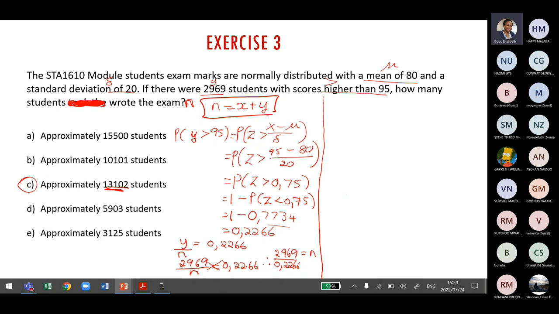So if they say here, how many did not write the exam, you follow the same steps. You calculate the total number, because that will give you your total number. Then you use this, n is equal to x plus y. You know how many wrote the exam. There were 13,102. We need to find those who didn't write the exam, which will be our x. We know those who wrote and got 95. But they will not ask you those who didn't write.